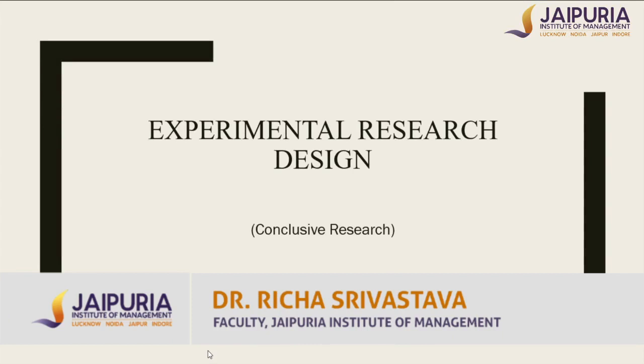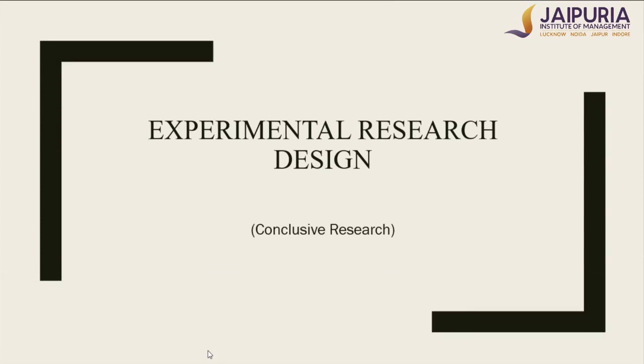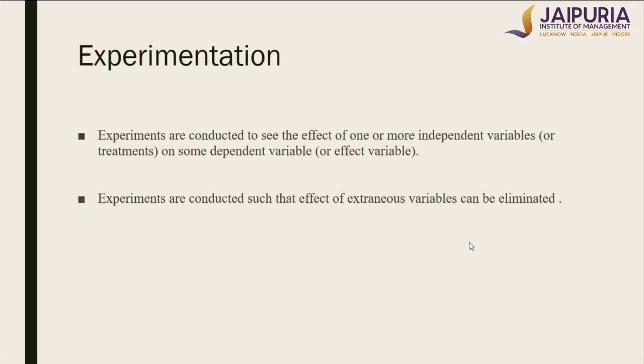Students, myself Dr. Richa, and we are going to discuss experimental research design. Experimental research comes under conclusive research, and here we study the cause and effect relationship. So first of all, experiments are conducted to see the effect of one or more independent variables, which are also known as treatments, on some dependent variable or effect variable.